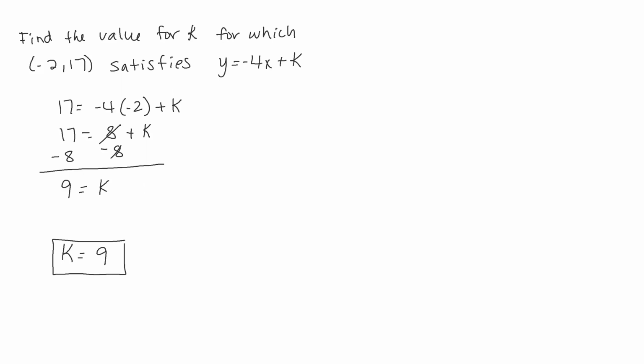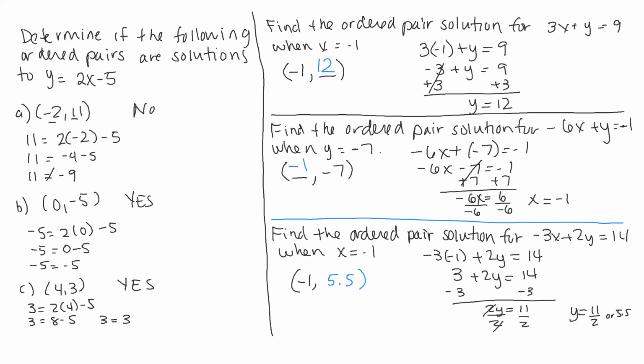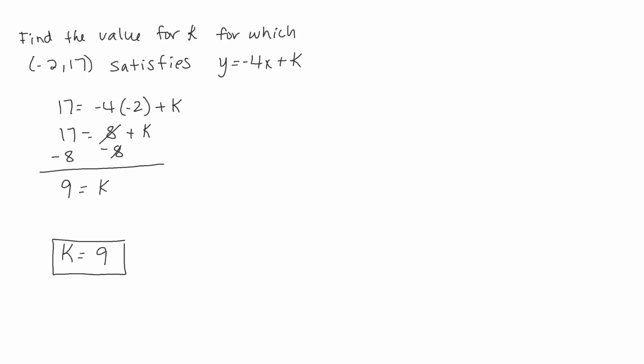Okay, so that's just a weird little example. It's basically exactly like what we did here when we had find the ordered pair solution for 3x plus y equals 9 when x equals -1, except in this case, we didn't have that constant 9. We had values for x and y. So it's the same deal. You're just plugging in what you know and looking for what you don't know.